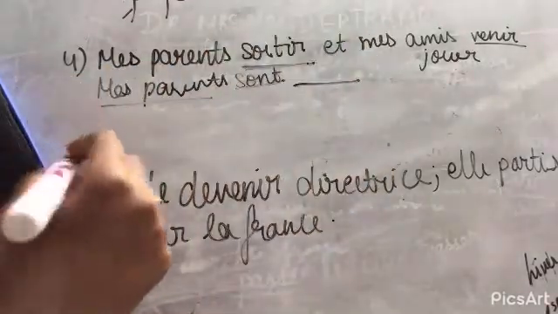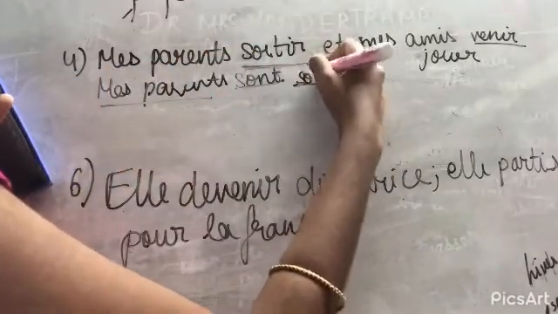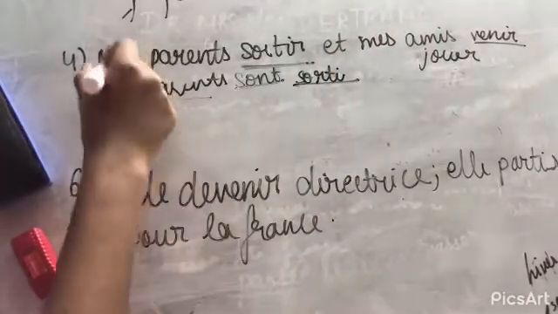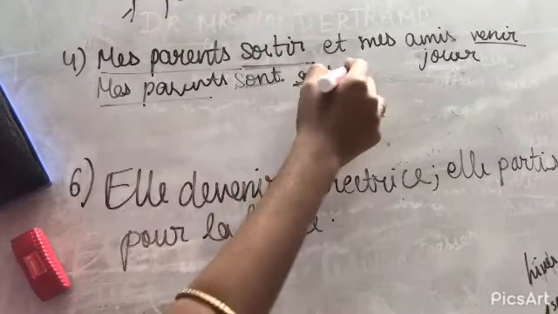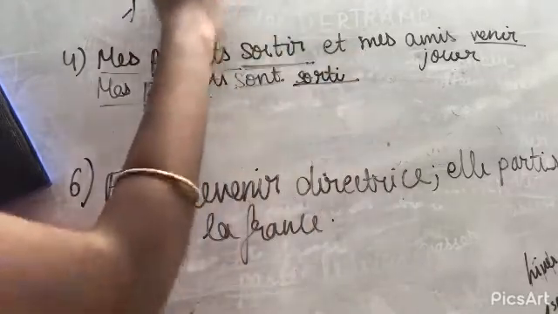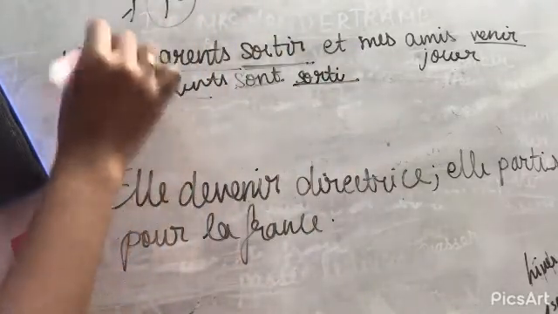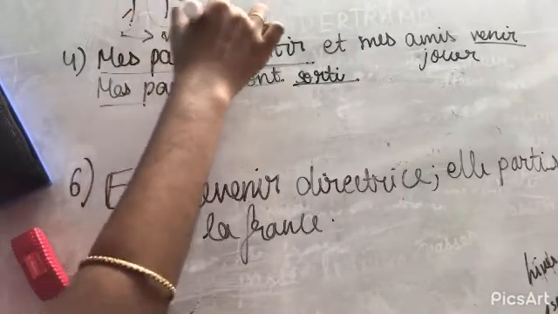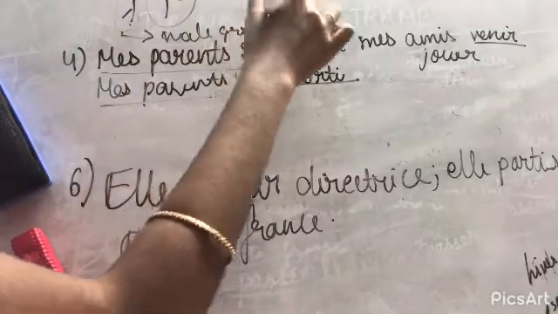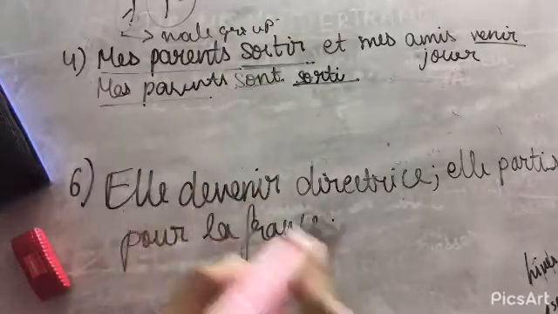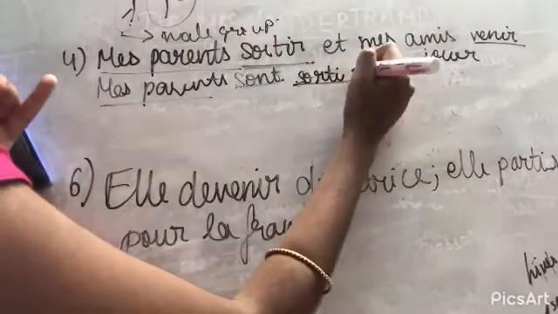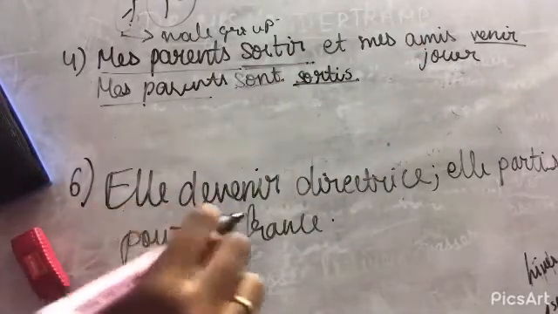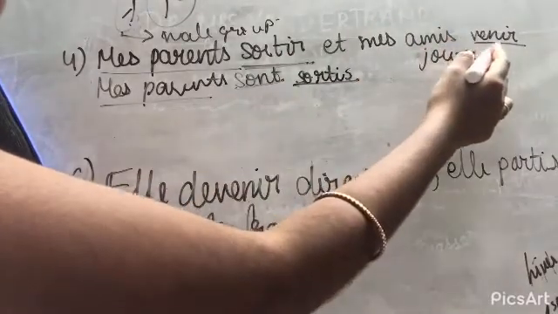Now I'm going to write the past participle of sortir. The past participle of sortir is given as sorti, but it is a group, so I have to put an S. And even though there is a girl in this group, since there is a boy in this group, it is considered as a male group. So in a male group you don't have to put E. Since it's a group you have to put S. So here I'm not going to put ES, I'm just going to put S over here. Okay, understood?